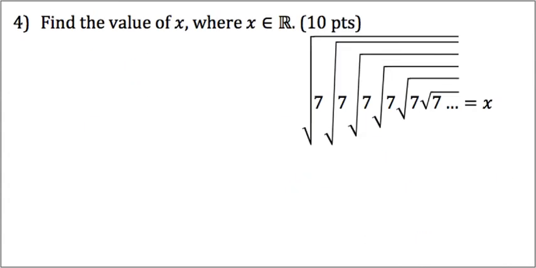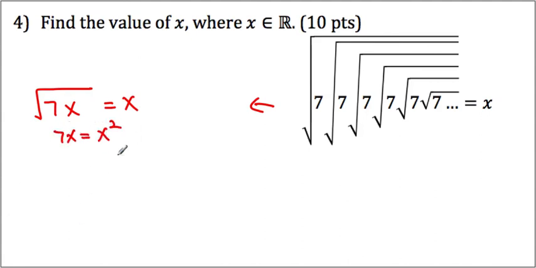All right, number 4. We want to figure out the value of x. But notice that the square root of 7 times square root of 7 times, all these patterns continue. So in fact, this can be rewritten as square root of 7x equals x. When you square both sides, then we get 7x equals x squared. And then bringing things over, 0 equals x squared minus 7x, which is equal to x times x minus 7.